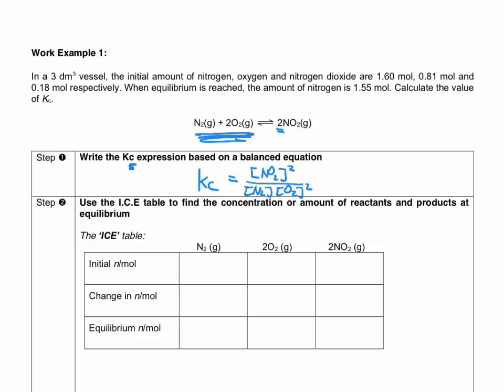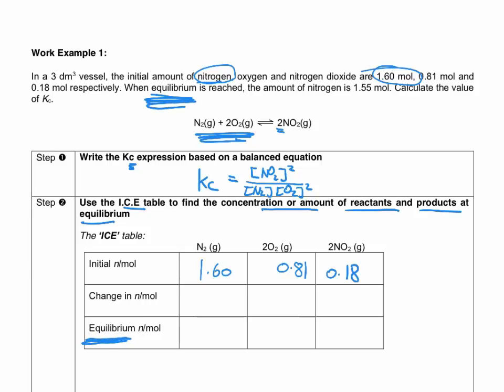Then after which, what we're going to do is that we're going to use the ICE table to find the concentration of the reactants and the products at equilibrium. Very simple, we fill in the blank of what is given. They tell us that the nitrogen inside got 1.6. So I put 1.60. Your oxygen is 0.81. Your nitrogen dioxide is 0.18. So this is actually the number of moles for all these gases. After that, they tell me that at equilibrium, your nitrogen is 1.55. So I put 1.55 here. And that's the only information I have.